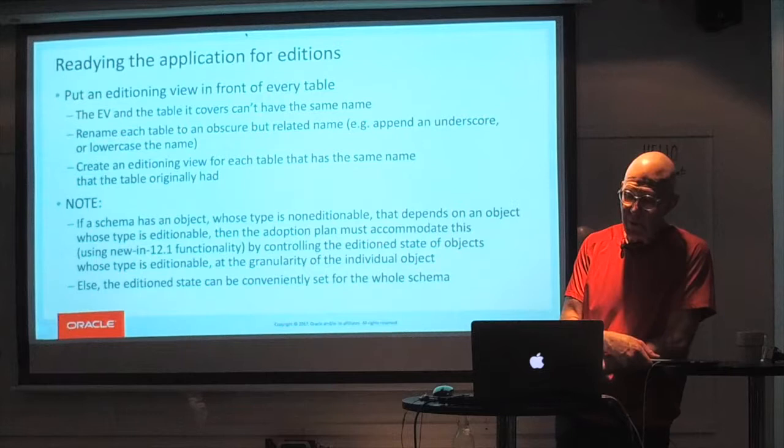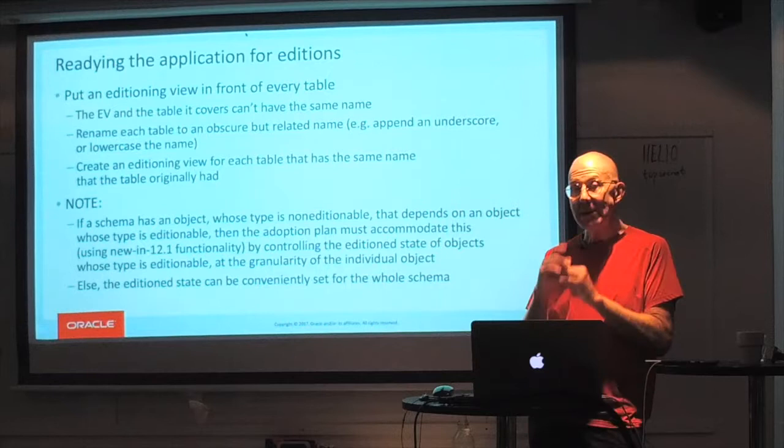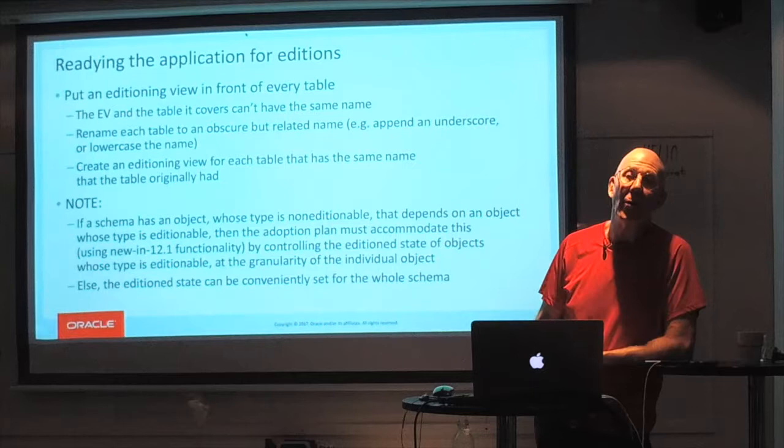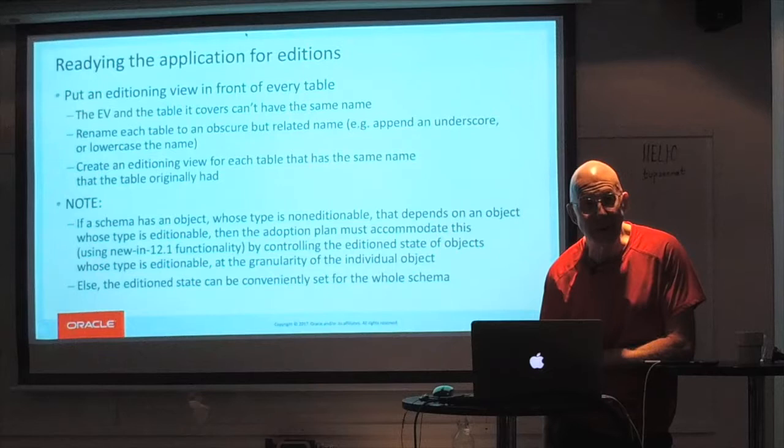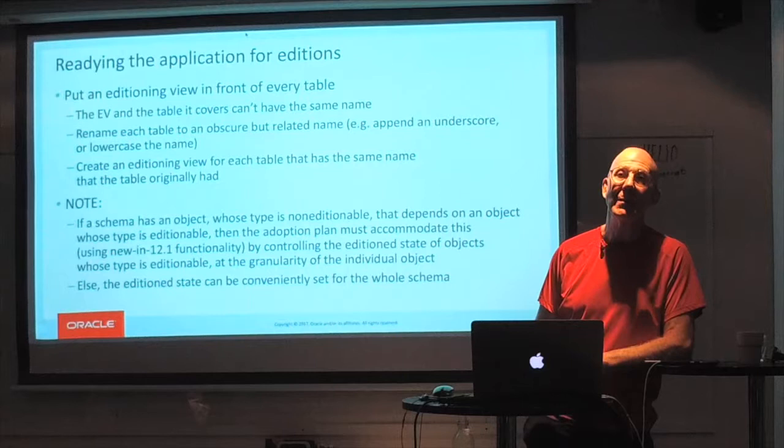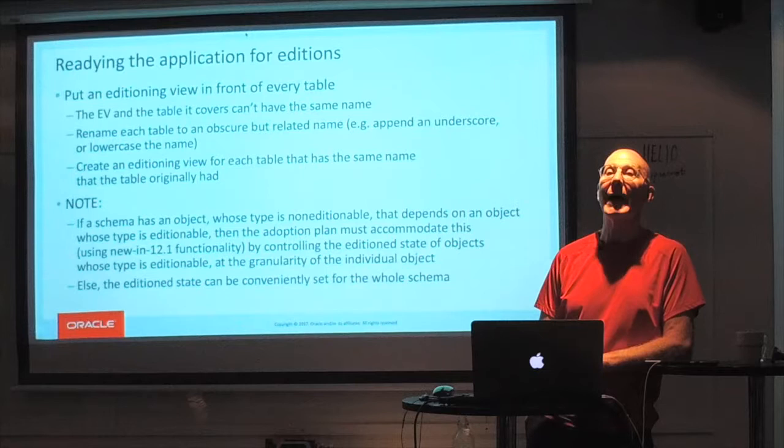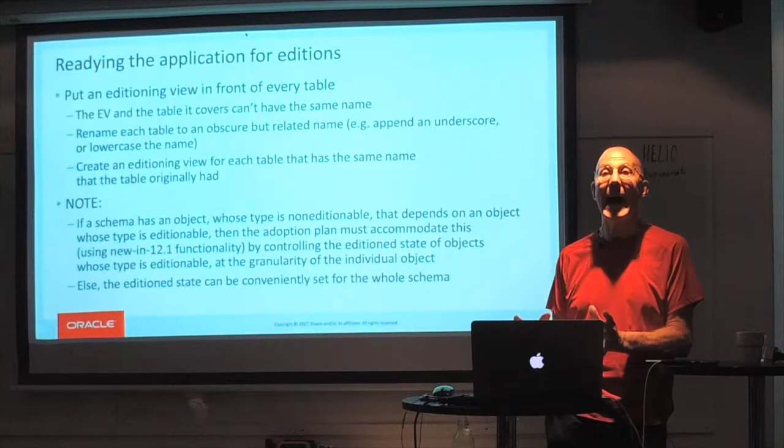Now then, to complete the whole picture, I said that a step in the middle, and a notable step, is going to be renaming all the tables and putting in editioning views. However, the owner of the editioning views has to be editions enabled, so that's at least one owner that has to be editions enabled. And you can't necessarily do that just like that, because doing that might violate the NE on E prohibition. So now you see you have to make a plan by analyzing what you've got.